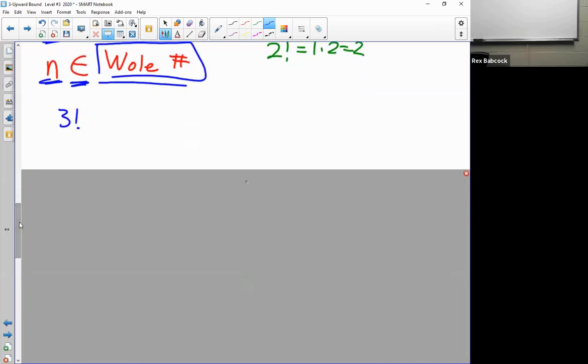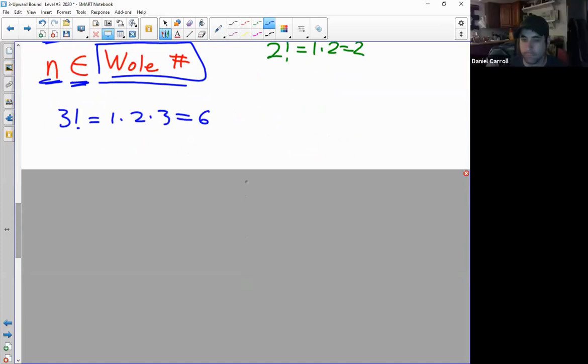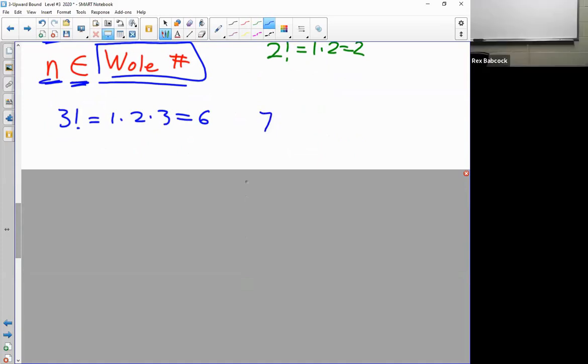Okay, we did 3 factorial. 1 times 2 times 3 equals 6. There's got to be a breaking point. Most of you have older calculators. Do 75 factorial. That's 1 times 2 times 3 all the way up to 74 times 75. Everybody do that on the calculator.